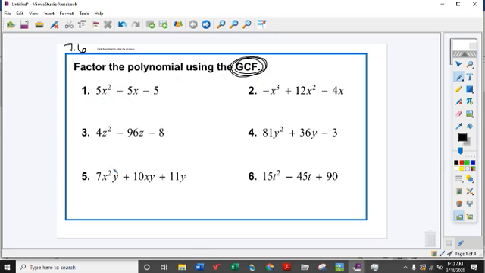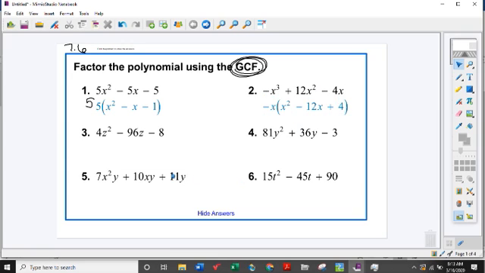Now I won't always be able to, but in these 6 examples, these are just a review, and I can do that. The GCF here is 5. They all have 5 in common. So when I factor out the 5, this is what my polynomial looks like. X squared minus x minus 1. For number 2, I want this to be a positive 1. So I'm going to factor out a negative 1, and I see that they all have x in common.